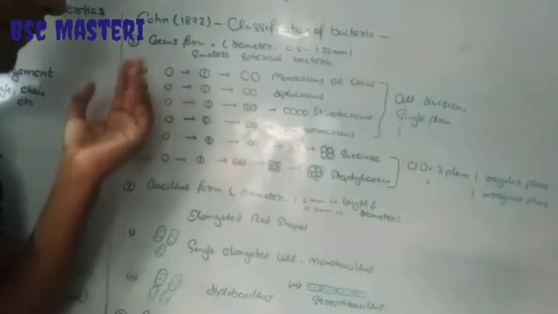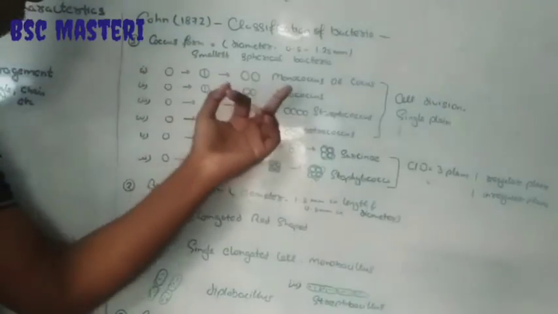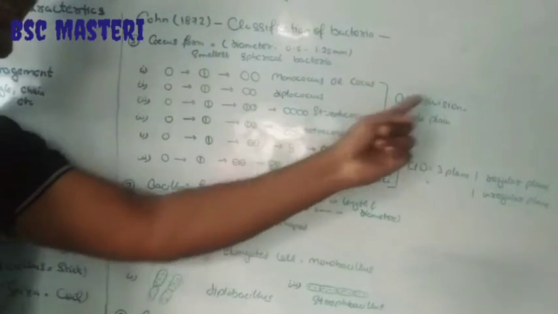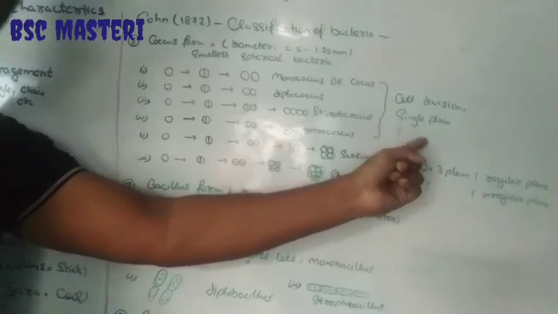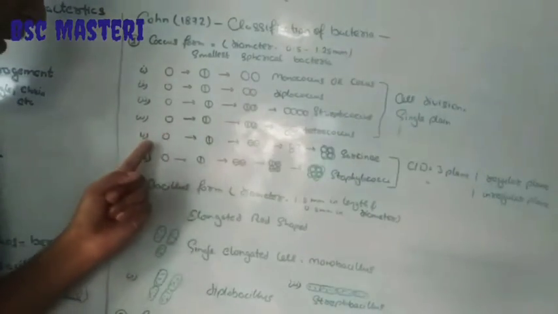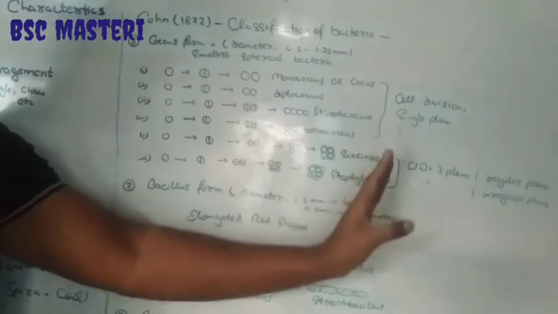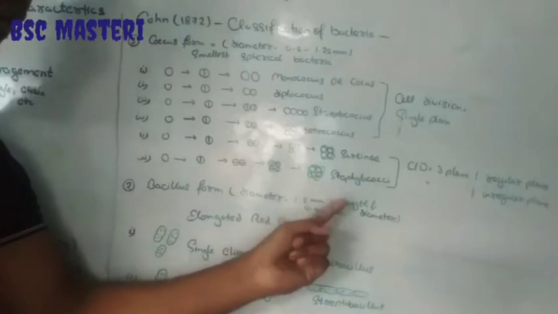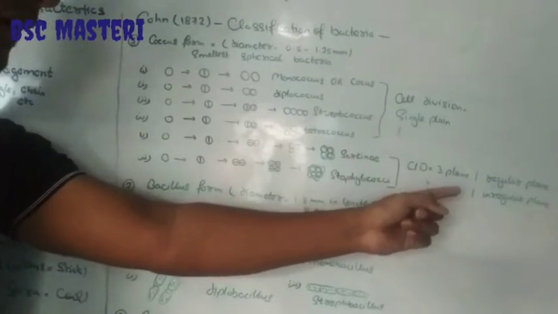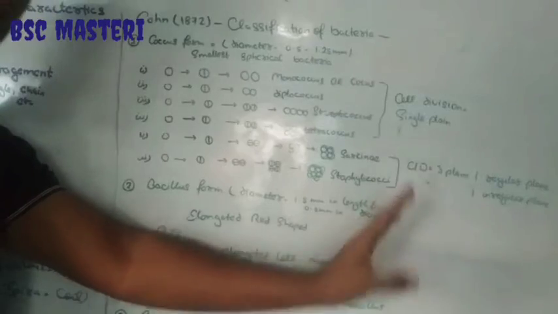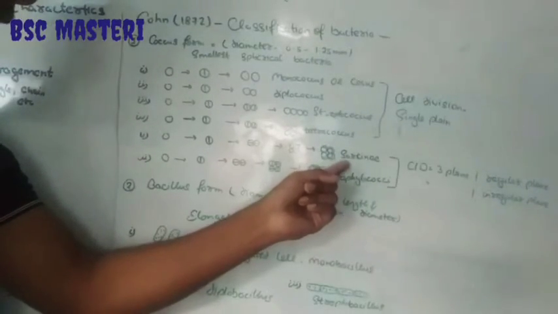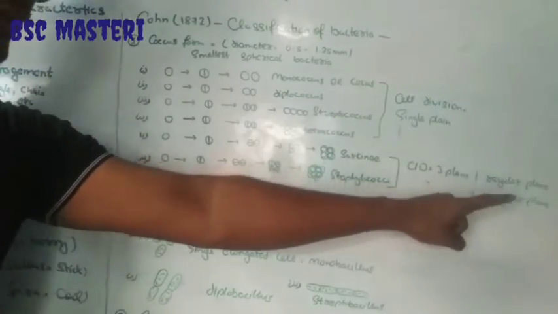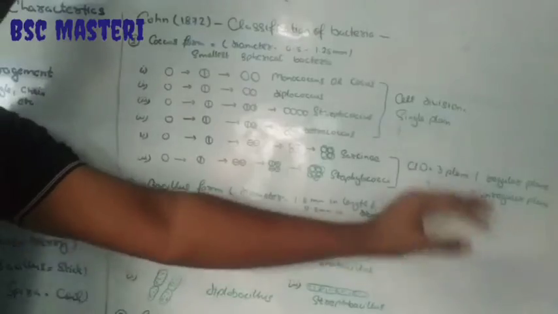So in the first types of bacteria, monococcus, diplococcus, streptococcus or tetracoccus, the cell division occurs by a single plane, in a regular pattern. But in the fifth or sixth, which means Sarcina or Staphylococcus bacteria, the cell division occurs by three planes, which can be either regular or irregular. In Sarcina bacteria, division by three planes follows a regular pattern of cell division.